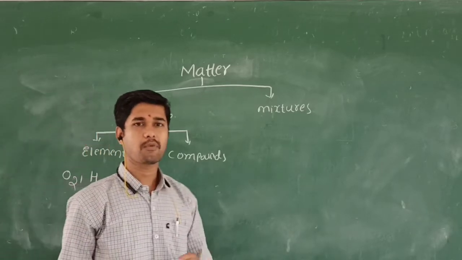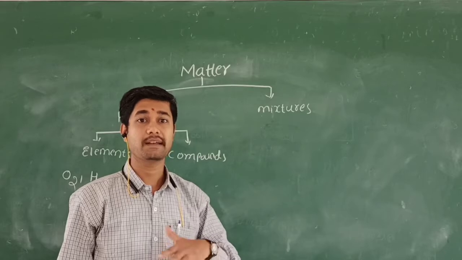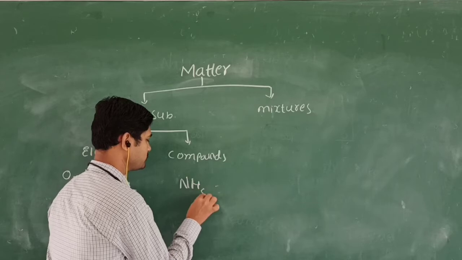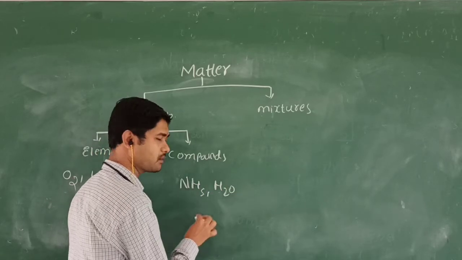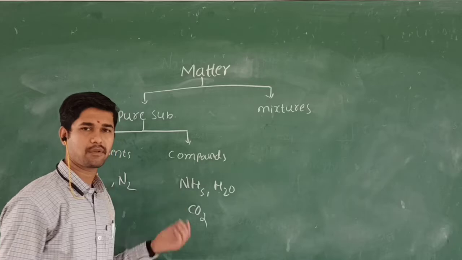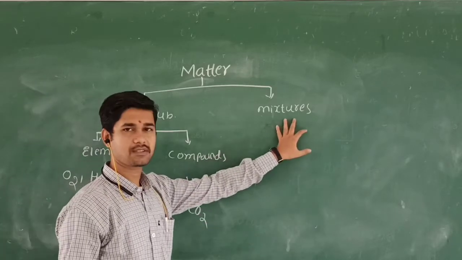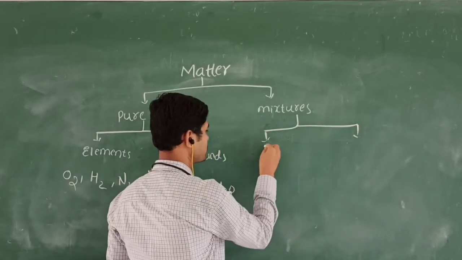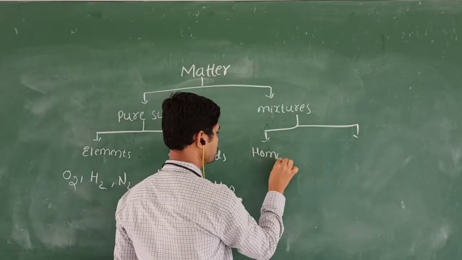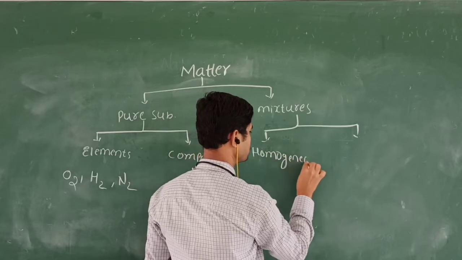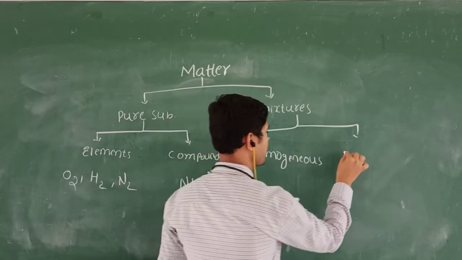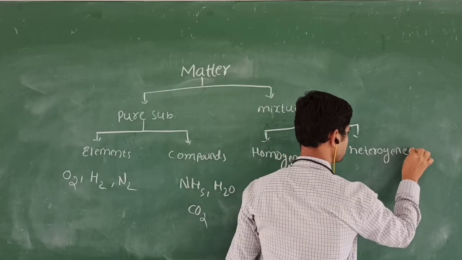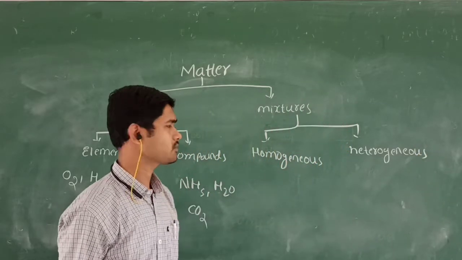What about compounds? Compounds are made up of two or more different kinds of elements. For example, ammonia, water, carbon dioxide. These are examples of compounds. And the mixtures I am going to classify again into two types. The first one is homogeneous mixtures and the second is heterogeneous mixtures. So what are these?